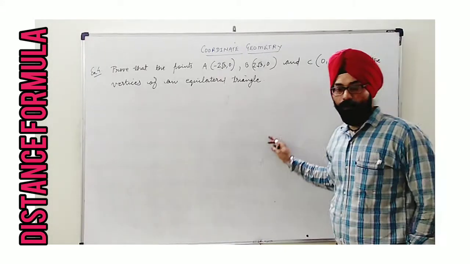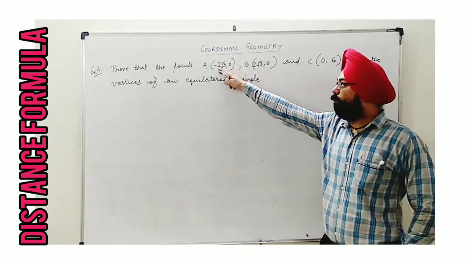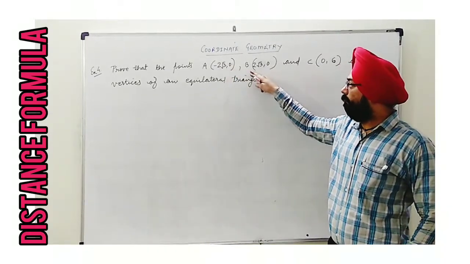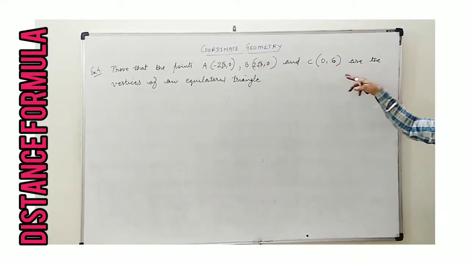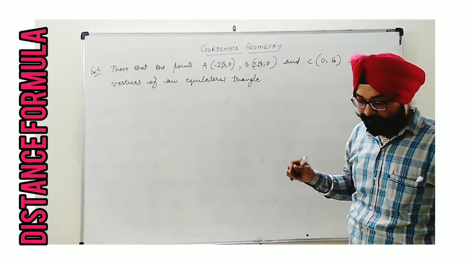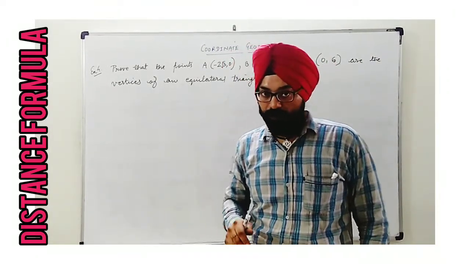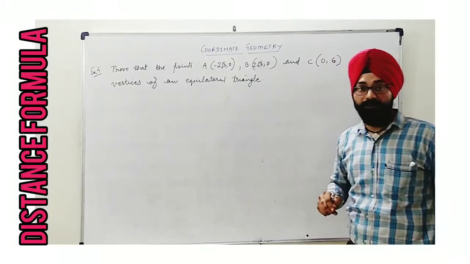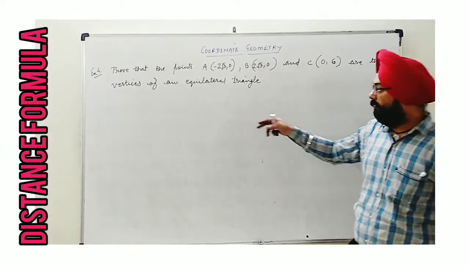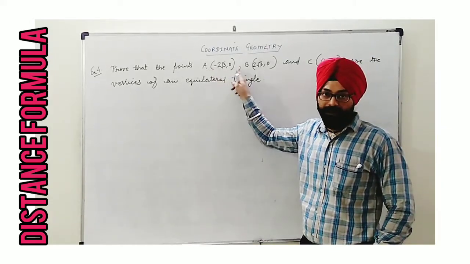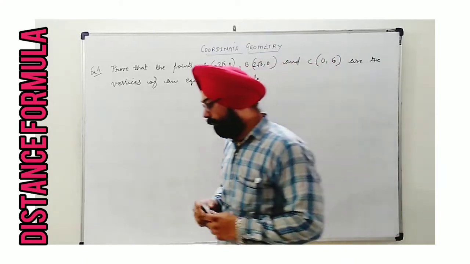As example number 4, I have taken, prove that the points A (-2 root 3, 0), B (2 root 3, 0), and C (0, 6) are the vertices of an equilateral triangle. As we know that equilateral triangle has all the three sides equal. If these three are the vertices of an equilateral triangle, so here using distance formula, how can we prove? Obviously, we need to find the distances AB, BC and AC. If all the three are equal, we can easily say this is an equilateral triangle.